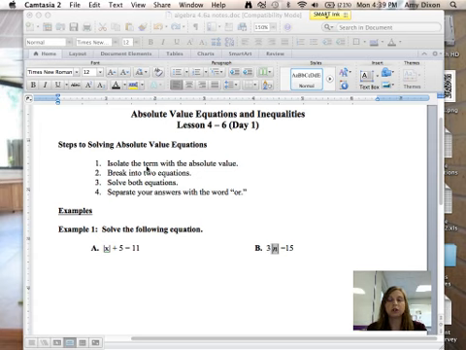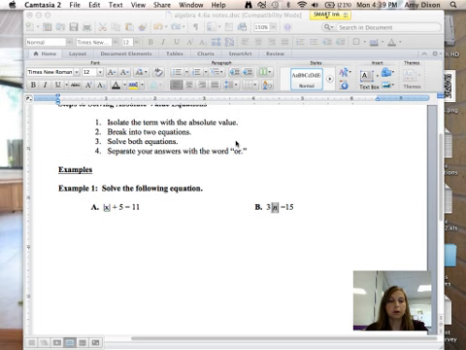Step 1 is to isolate the term with the absolute value. You have to get the expression that has just the absolute value by itself. And then you break into two different equations. I'll show you how to do that. And then you solve each of the equations. And then you're going to have two answers separated by the word or. Alright, so let's look at a couple of examples here.